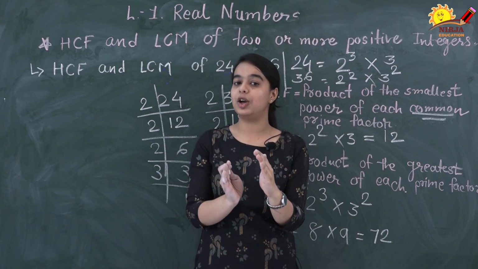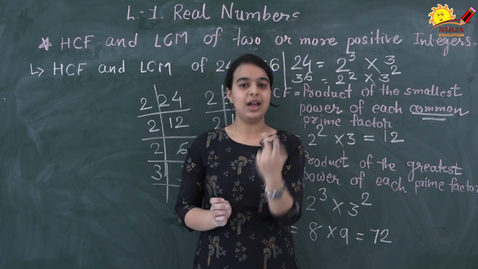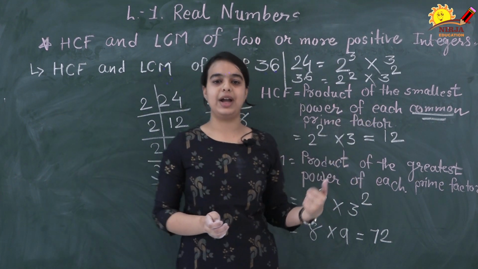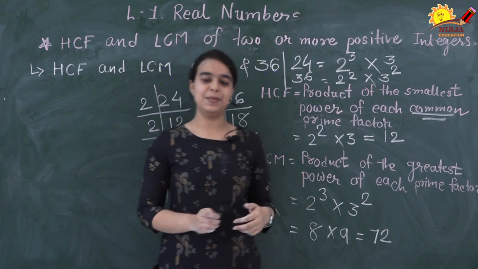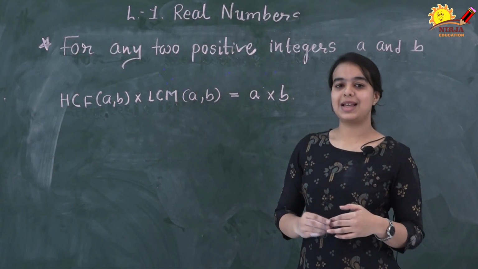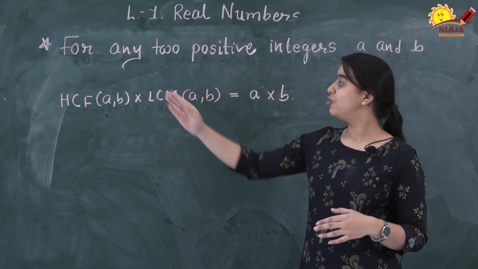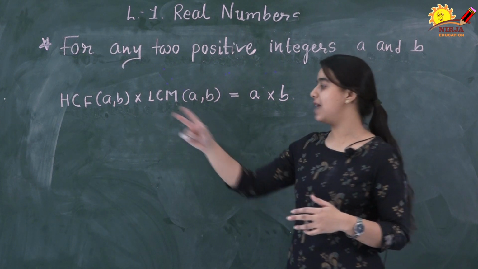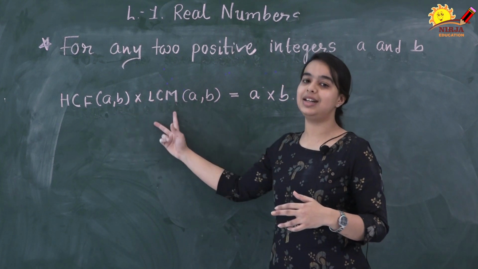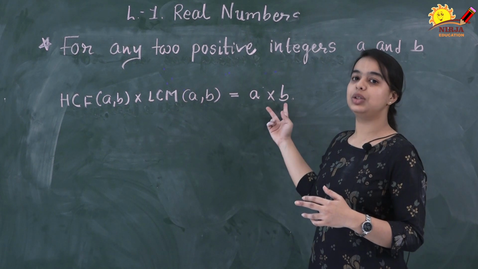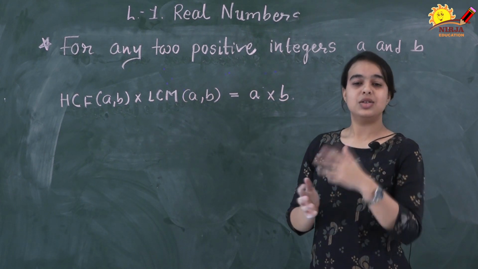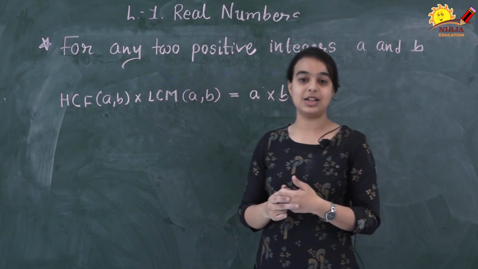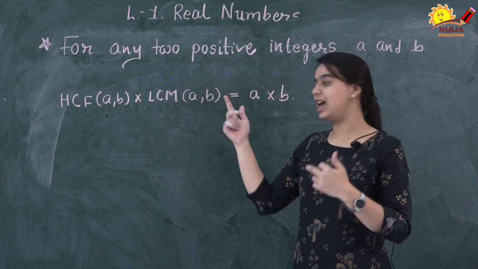The first step that you need to follow is to find the prime factors, and second, by applying these two rules you are able to find the HCF and LCM of the given numbers. So from this example we can conclude: for any two positive integers a and b, if I multiply the HCF and LCM of both integers, then it will be equal to the product of those two integers. Just now we have seen one example, where we took two integers, 24 and 36, and we got the HCF and the LCM for them.